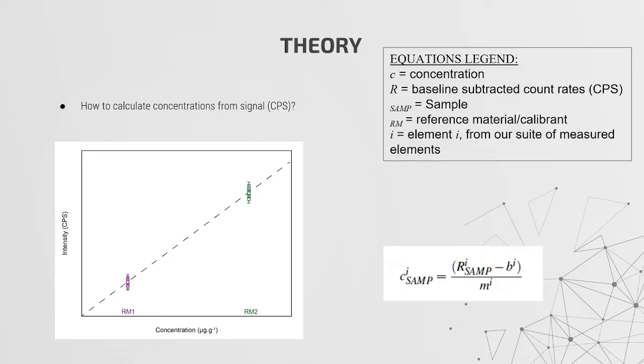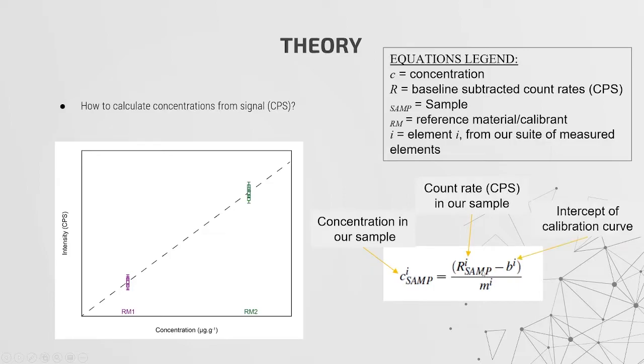So we can calculate the concentration in our sample, C subscript samp, for element I by looking at the baseline subtracted count rates in our sample, R samp, subtracting off the intercept of the calibration curve and dividing by the gradient of the calibration curve. One way to think of this visually is that we take the intensity that we measure for our sample and we go across to our calibration curve, and then we can read off from that our concentration.